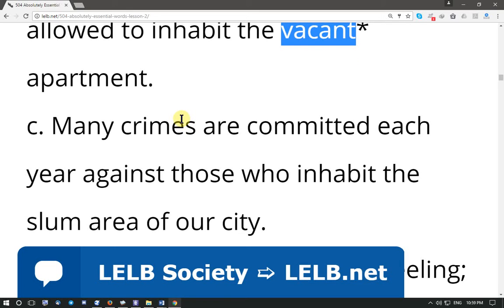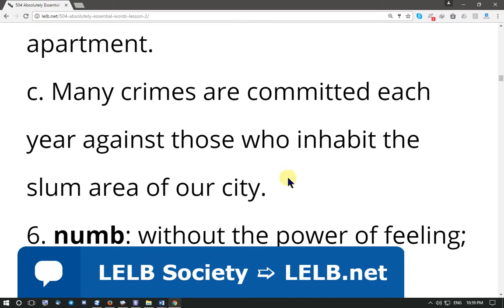Many crimes are committed each year against those who inhabit the slum area of our city. Many crimes are committed or perpetrated. Let me write it down.